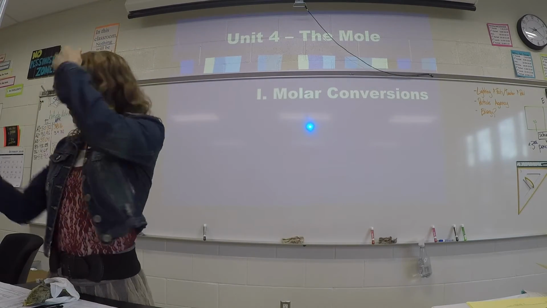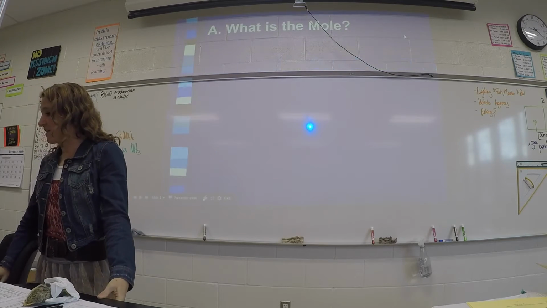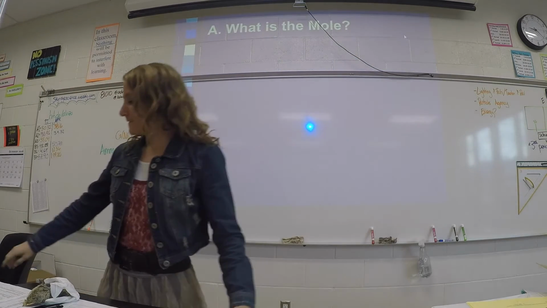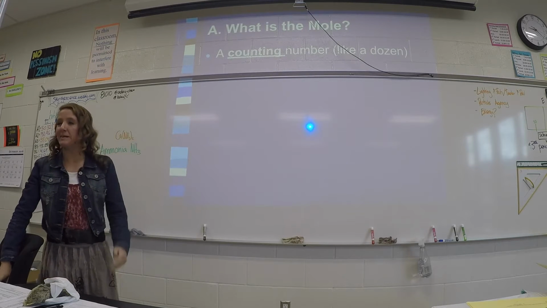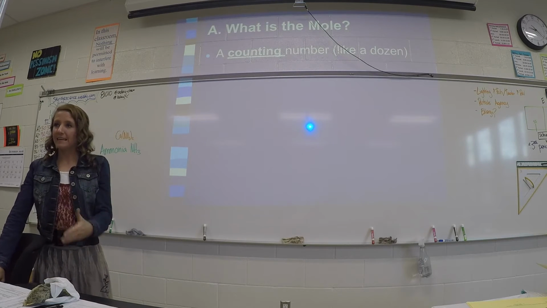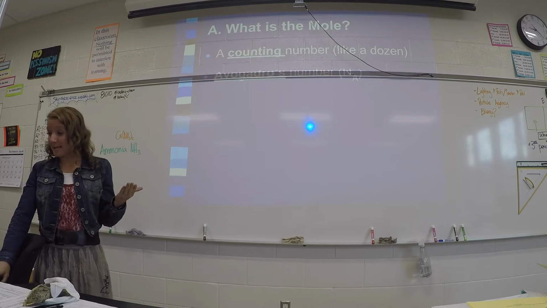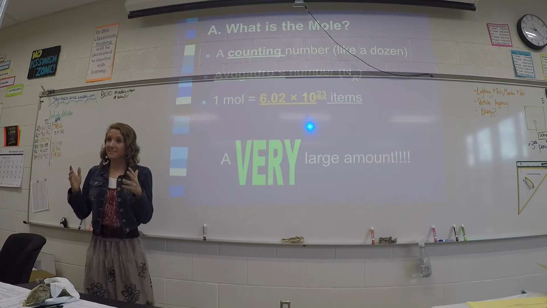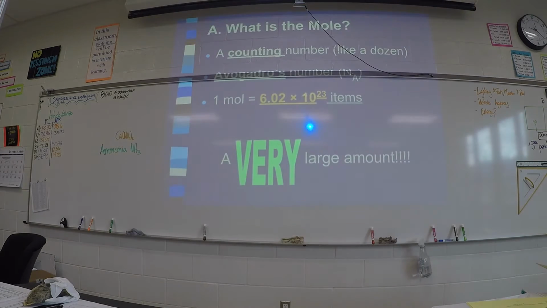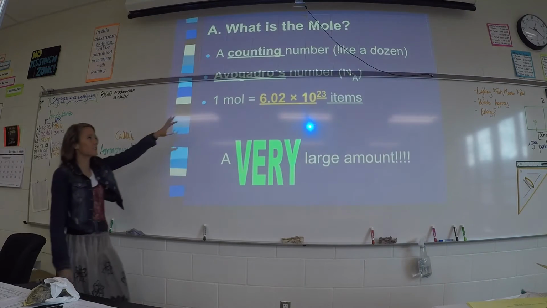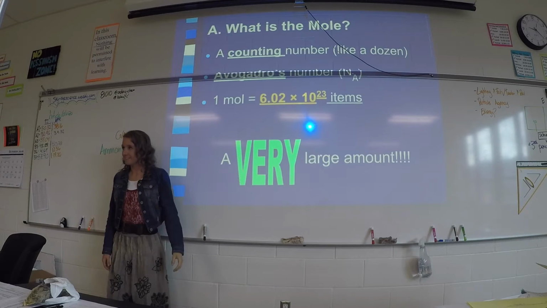So, with this idea of the mole, the first thing we need to understand, once again, is what it is. Like Blake reminded us in the warm-up, it's a counting number. That's all it is. It's a really, really big counting number, but that's what a mole is. When I say I have a mole of something, I have 6.02 times 10 to the 23rd of that thing.